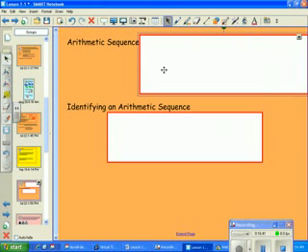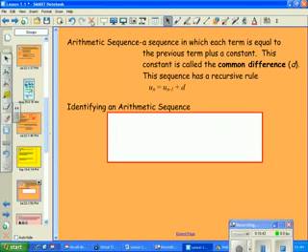Now lastly, the previous example we just did is an example of an arithmetic sequence. It's a sequence in which each term is equal to the previous term plus a constant. This constant is called the common difference. This sequence has a recursive rule of this form. Now, one thing I do want to point out is these are directly related to linear equations. We'll get more into this over time, but these things are directly related to linear equations.